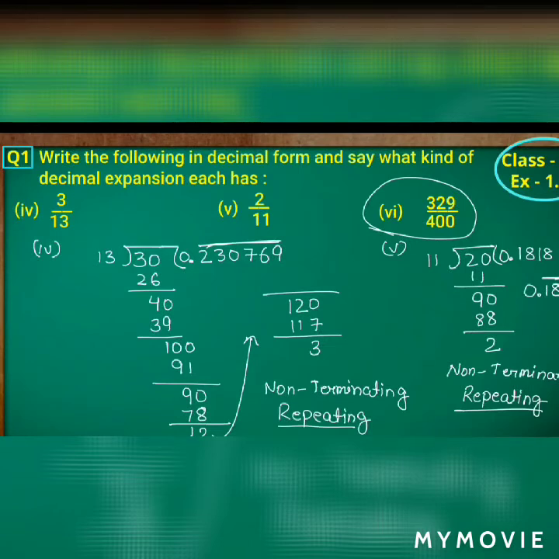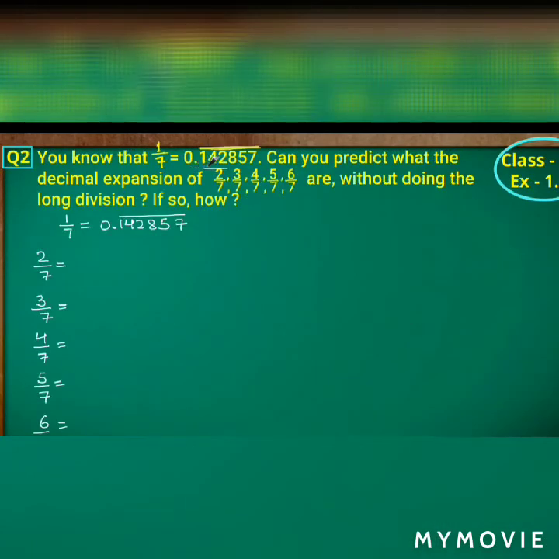And the sixth one is homework. You have to try by yourself and you have to send it in the WhatsApp group. This is an assignment for you people. The same thing you have to do here. You have to go for the long division method and find the quotient for this. Okay, so this is a homework problem.